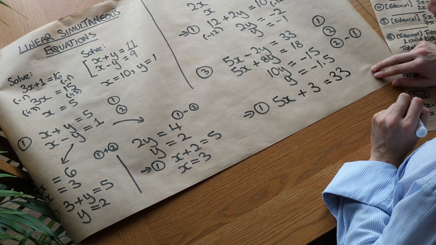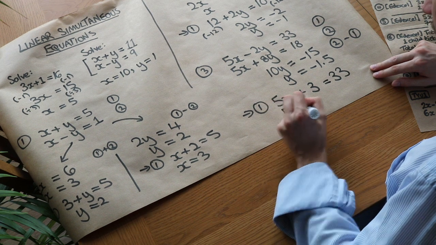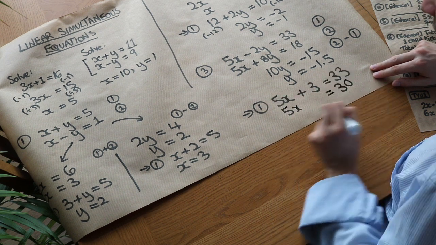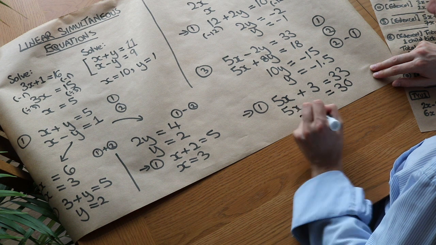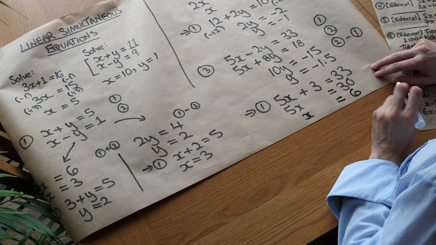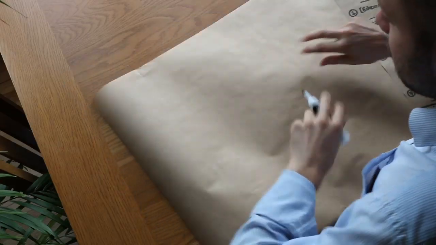So we subtract 3 from both sides, we get 5x is equal to 30, and then we divide both sides by 5, we get x is equal to 6. Right, let's do some more questions.